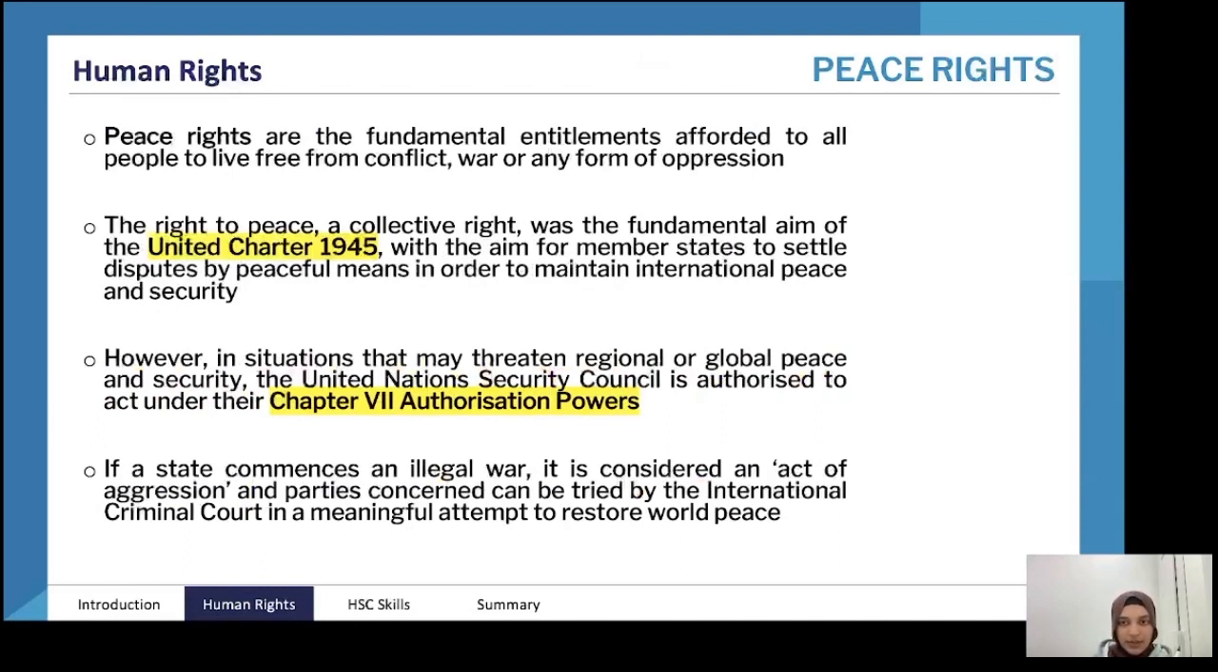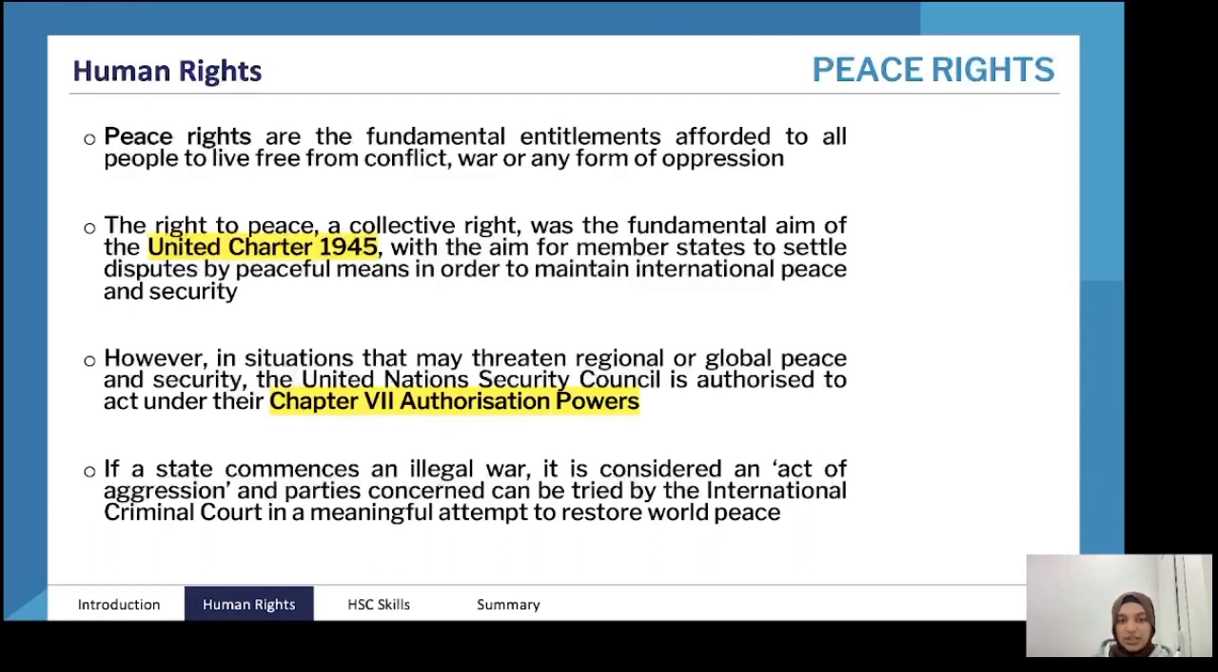We then have peace rights. Peace rights are the fundamental entitlements afforded to all people to live free from conflict, from war, and any form of oppression. The right to peace is a collective right, again similar to self-determination, and was the fundamental aim of the United Nations Charter.